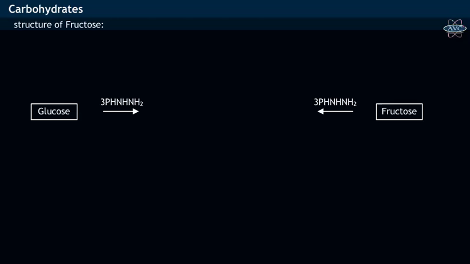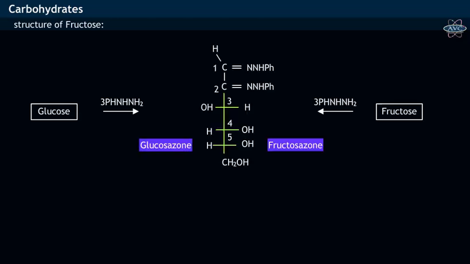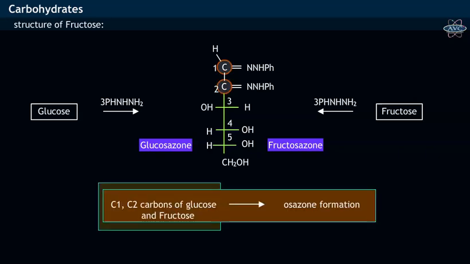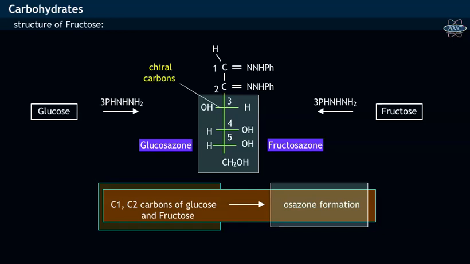Glucose and fructose, on treating with 3 moles of phenylhydrazine, form the same osazone. This indicates that both C1 and C2 carbons of glucose and fructose are involved in osazone formation. From the above reaction, one can conclude that the 3 chiral carbon centers of fructose are at C3, C4 and C5.